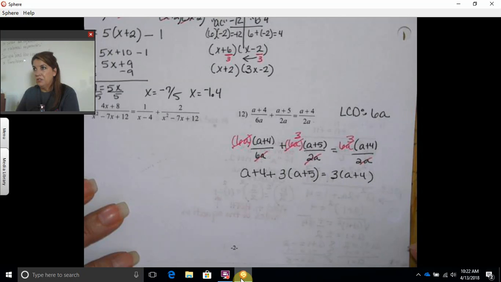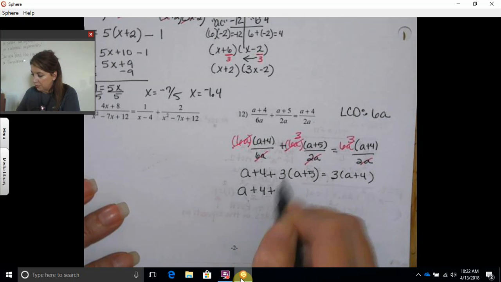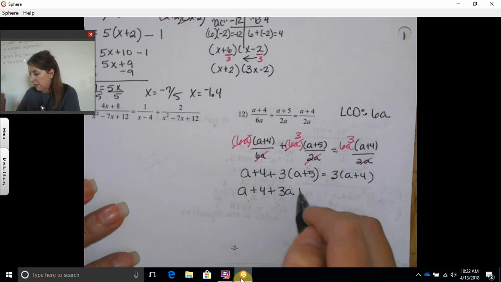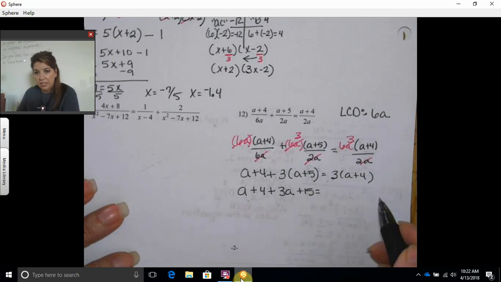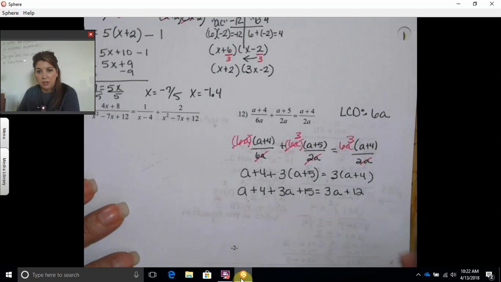So let me distribute to get rid of my parentheses and see what we have left. We have a plus 4 plus 3 times a is 3a. 3 times positive 5 is positive 15 equals 3 times a is 3a. 3 times positive 4 is positive 12. I don't have any quadratic terms. I just have linear and constants, right? So I know I can just isolate the a.